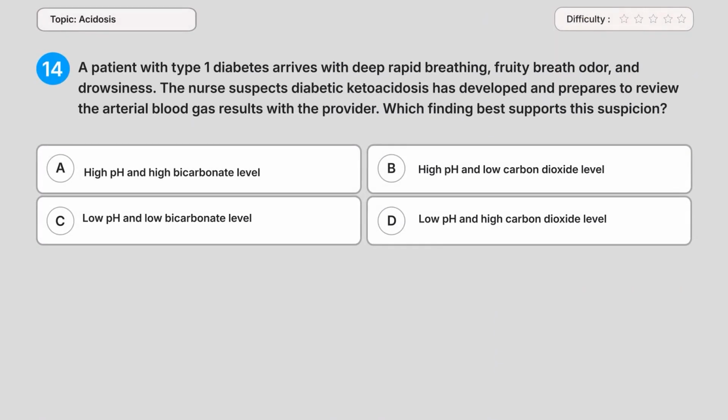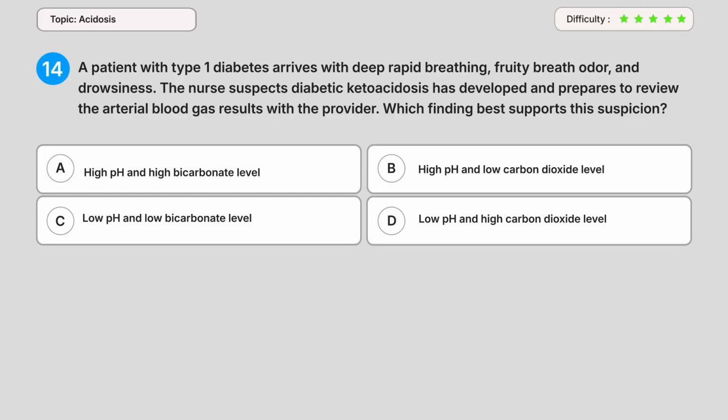Question 14. A patient with type 1 diabetes arrives with deep rapid breathing, fruity breath odor, and drowsiness. The nurse suspects diabetic ketoacidosis has developed and prepares to review the arterial blood gas results with the provider. Which finding best supports this suspicion?